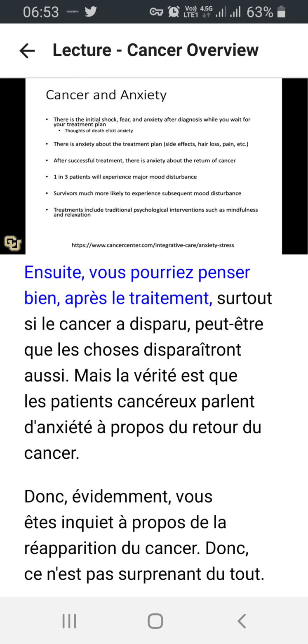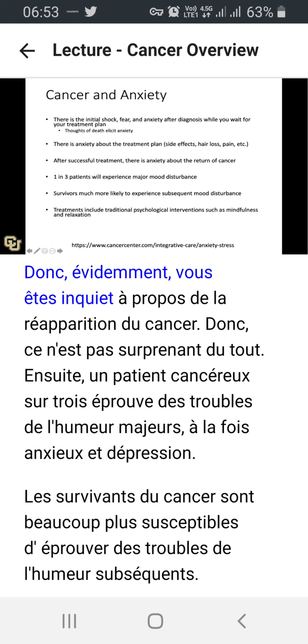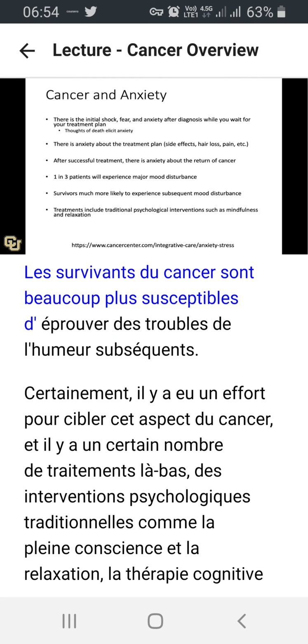And then you may think, oh well, after treatment, especially if the cancer's gone, maybe the anxiety will be gone too. But the truth is that cancer patients talk about anxiety about the return of cancer. So obviously you're anxious about whether the cancer will come back. So it's not surprising at all that 1 in 3 cancer patients experience major mood disturbances, both anxiety and depression. And survivors of cancer are much more likely to experience subsequent mood disturbances.